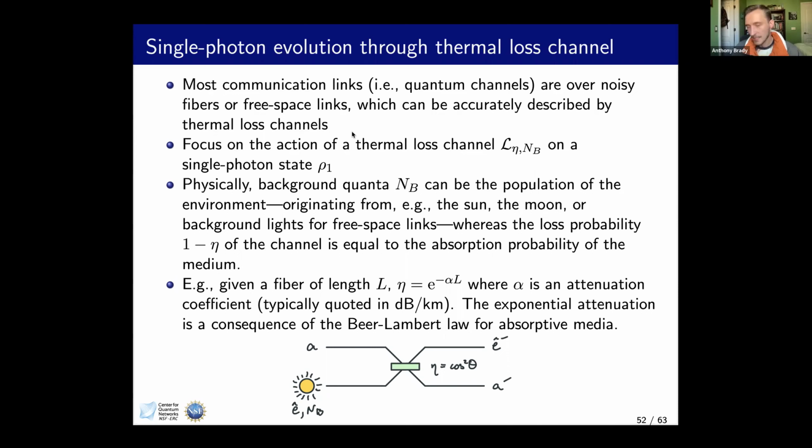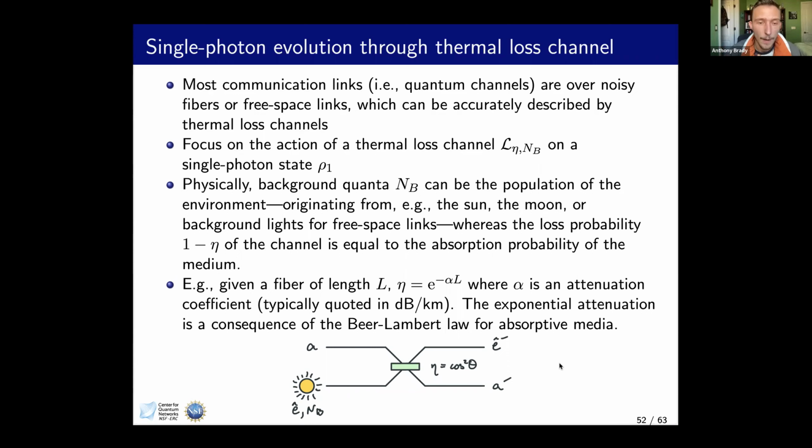Okay, so that's encodings. Now I'll go through single photon evolution through Gaussian channels, and we'll focus on the so-called thermal loss channel that we mentioned before. It's basically just like this picture that Quntao referred to. You have a photon A that interacts with some environment, here just some sort of random thermal noise, on a beam splitter with transmittance eta. So this is the transmission probability eta. This is a very common one. Most communication links, over noisy fibers or free space links, can be accurately described by thermal loss channels.